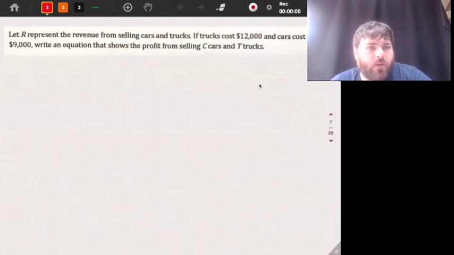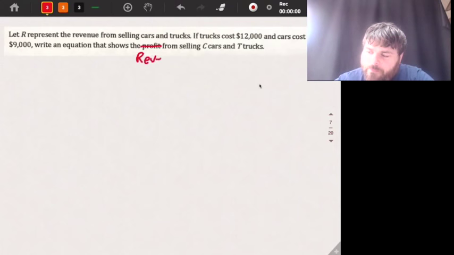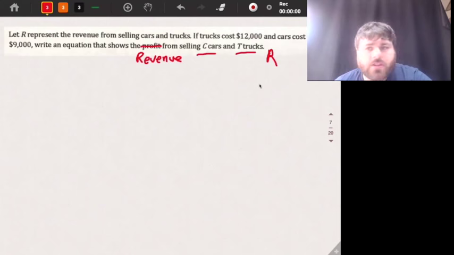Let R represent the revenue from selling cars and trucks. If trucks cost $12,000 and cars cost $9,000, write an equation that shows the profit from selling C cars and T trucks. So technically, I think this word profit maybe should be revenue. All right, here we go. So again, this is an equation, so we're going to have an equal sign this time. We're going to let R be the variable for revenue, and we've got 2 other variables, C for cars and T for trucks. So let's try it without variables. Let's try it with actual numbers here. Okay, the same strategy as we did before.